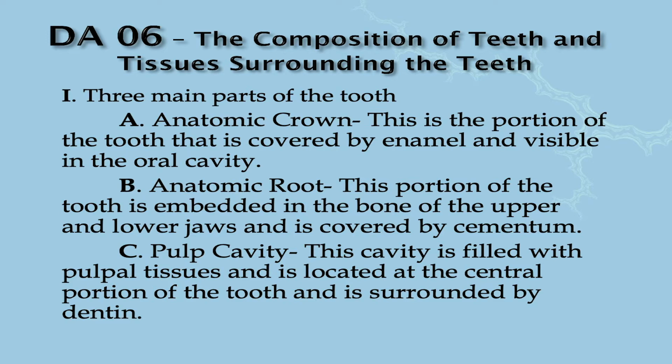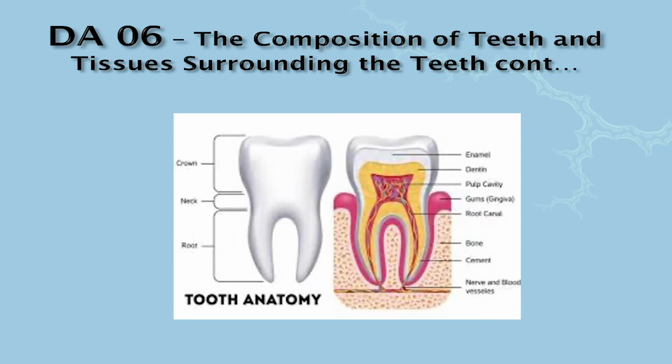We have the anatomic root. This portion of the tooth is embedded into the bone of the upper and lower jaws. It is covered by cementum, and this is something that you cannot see. It's covered with gum tissue. Like we said, it's embedded in the bone, so you can't see it just by looking in the mouth.